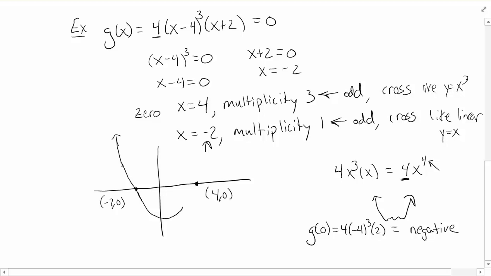And then (4, 0) is also a 0, so I should go through that point. It's multiplicity 3, it's odd, so I'm going to cross, though, like x cubed. So a little bit of a whoop-de-whoop in there, but I'm still crossing it. And then my end behavior is still up. So it looks roughly like the following. So that's how zeros and their multiplicity help us determine what a graph is doing.